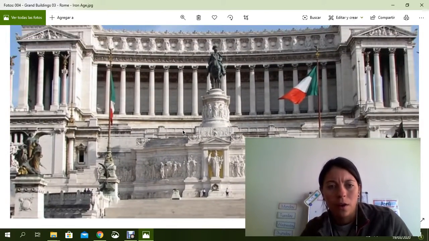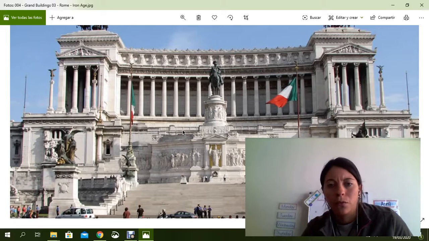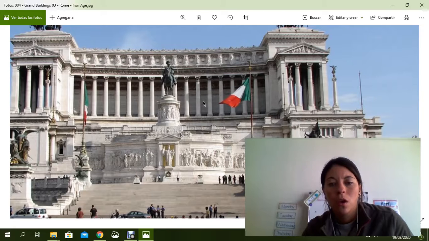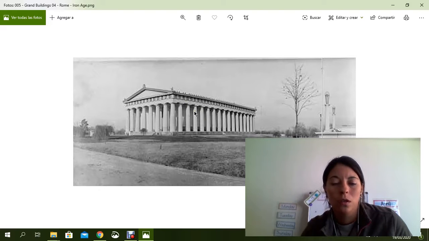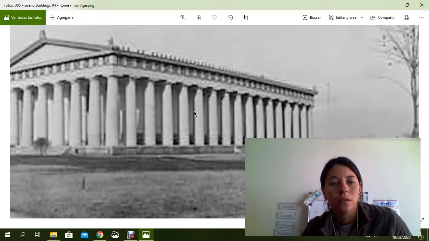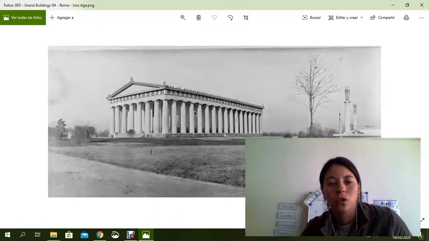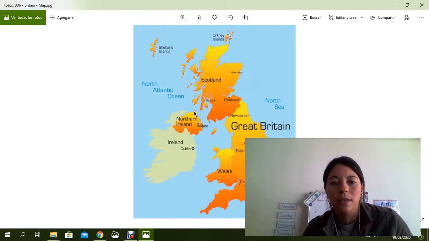You see? All right. The Italian flag, of course. Man on the horse, we're going to talk about him later. And move on to the next picture. This is what it looked like many years ago, around the 1800s. But still, these structures are so old, and yet they're still standing.